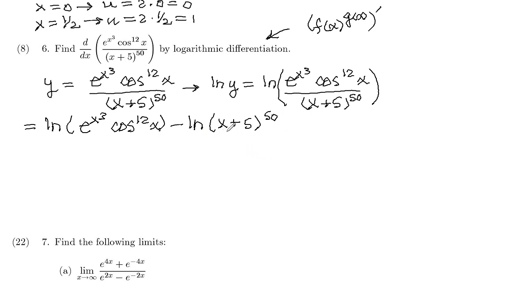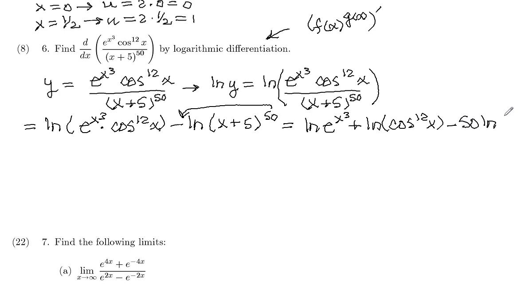And then let's see, in the next step, exponents inside will factor down. That 50 can come down. And then this is a multiplication inside. So multiplication inside is addition outside. So we can break this apart as the natural log of e to the x cubed plus the natural log of the cosine 12th of x, and then minus 50 ln of x plus 5.